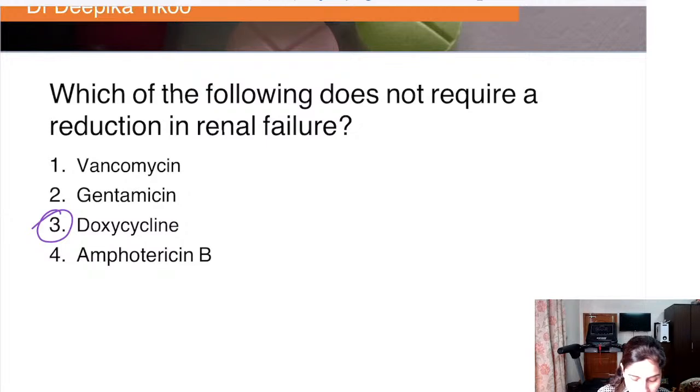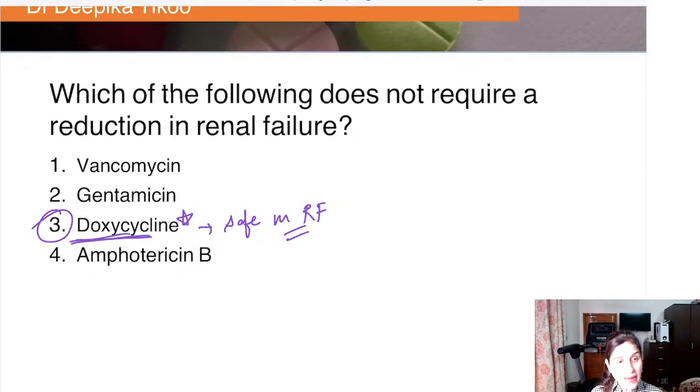So remember the point about doxycycline. This is one tetracycline which is safe in renal failure. You have to know that. Otherwise, tetracyclines as such are not recommended in renal failure, but doxycycline is the only one which is safe in renal failure, especially the expired tetracyclines.